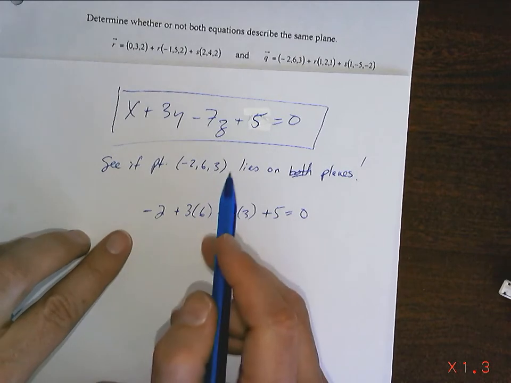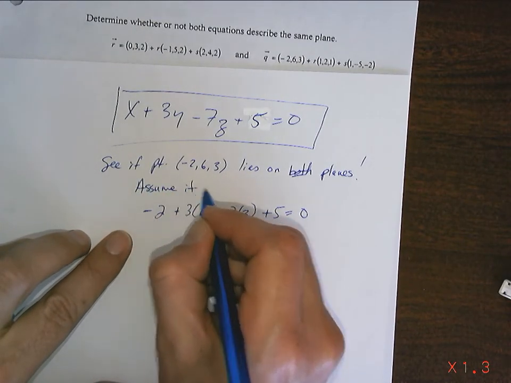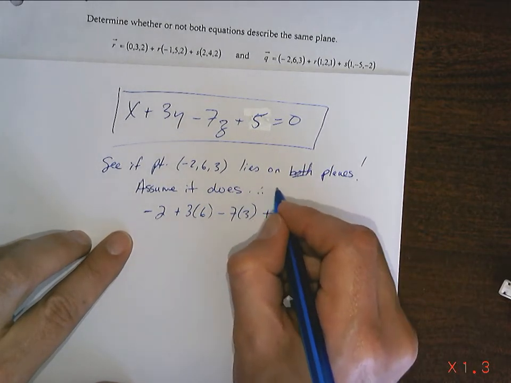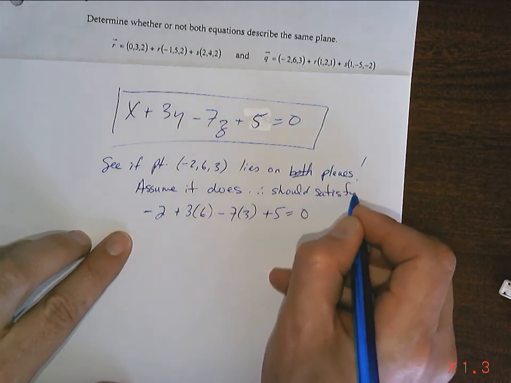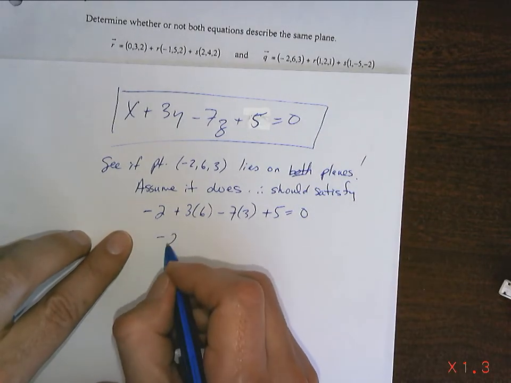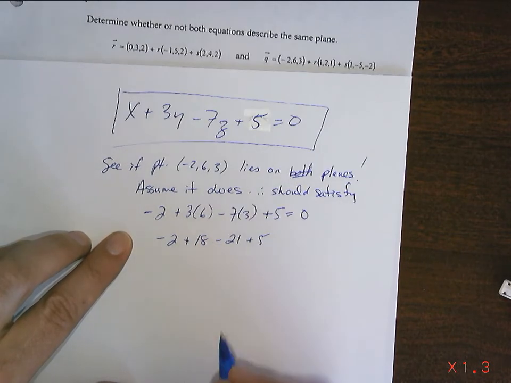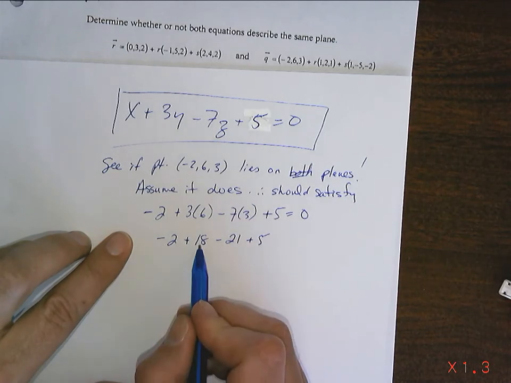So this is really an assumption, right? Assume it does lie on the plane. Therefore, it should satisfy this equation. Let's see if it does. Negative 2 plus 18 minus 21 plus 5. That's going to be 3, so 3 plus 18 is 21.